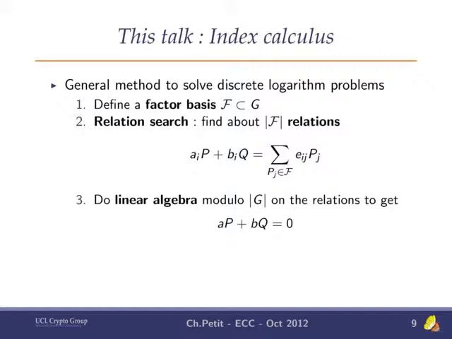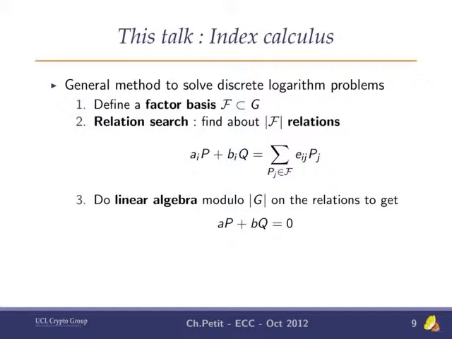So a relation is a formal sum like that includes the 2 points P and Q. So you're looking for the discrete logarithm of Q with respect to P. And that includes some points Pj here that are in the factor basis. So in the relation search step, you will have to find roughly size of F relations. And finally, when you have all those relations, you can perform sparse linear algebra on the relations in order to find a relation of this type. And once you have that, you just take B minus A times A to get the solution.